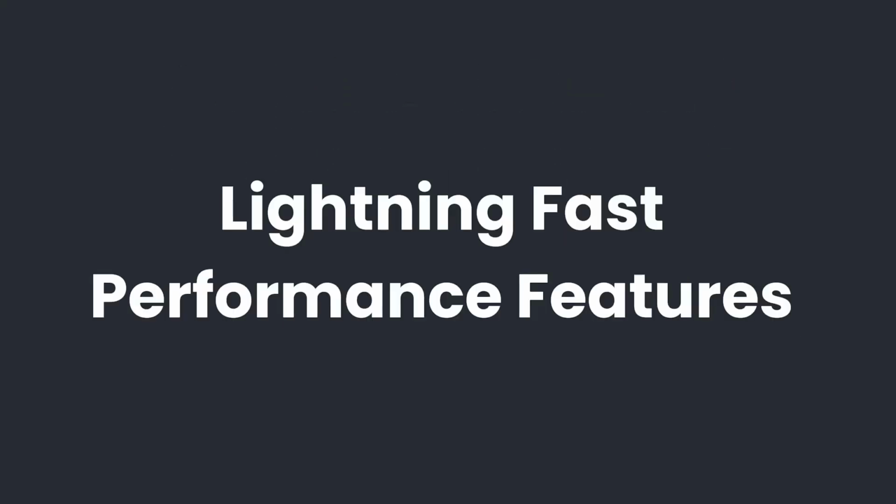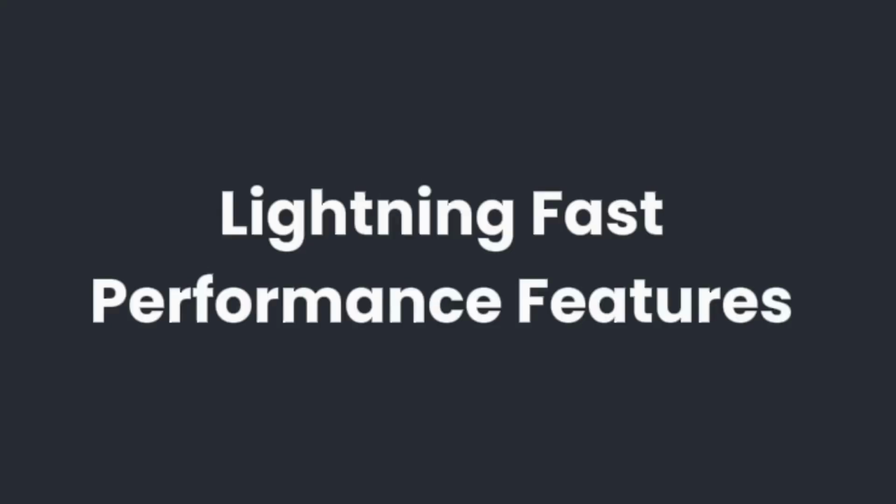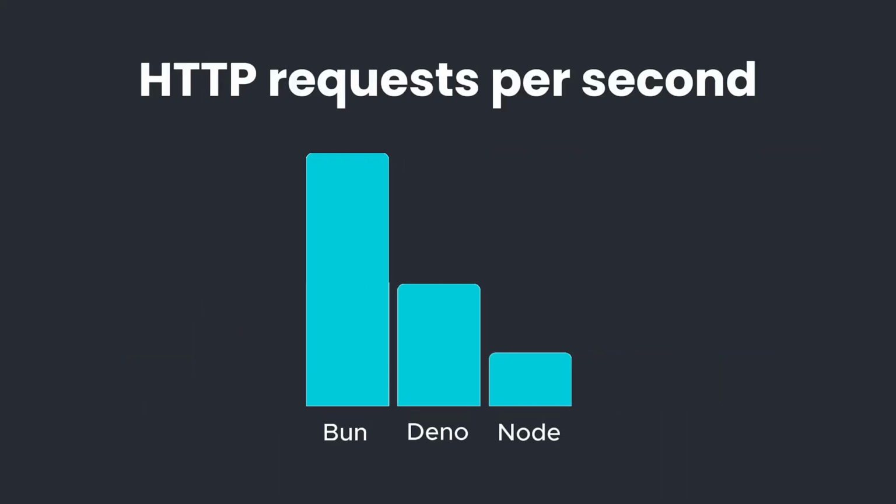Lightning-fast performance features. All right, let's get into the nitty-gritty. What makes Bun so special? Let's break it down, starting with the lightning-fast performance features that are turning heads in the JavaScript community. First up, let's talk about HTTP server performance. As of January 2025, Bun outperforms Node.js by a staggering 377% and Deno by 102%.